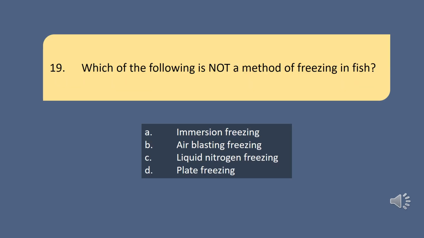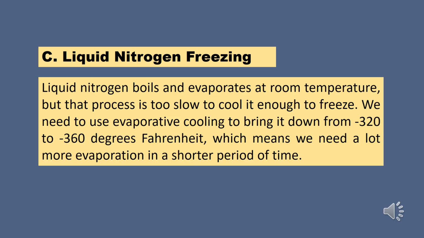19. Which of the following is not a method of freezing in fish? A. Immersion freezing. B. Air blasting freezing. C. Liquid nitrogen freezing. D. Plate freezing. The correct answer is letter C.